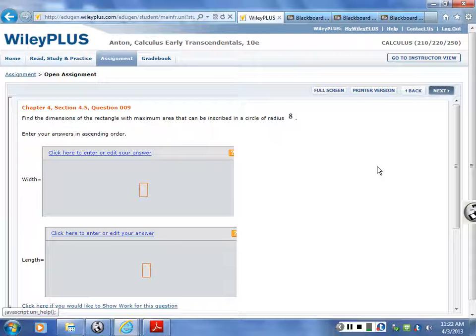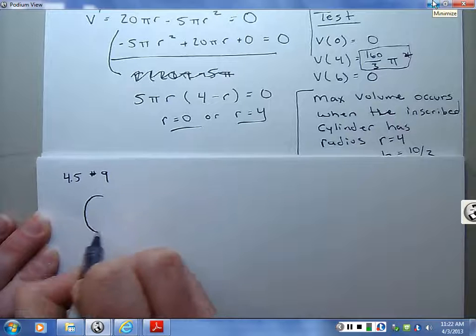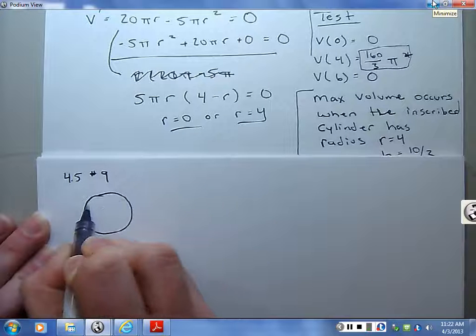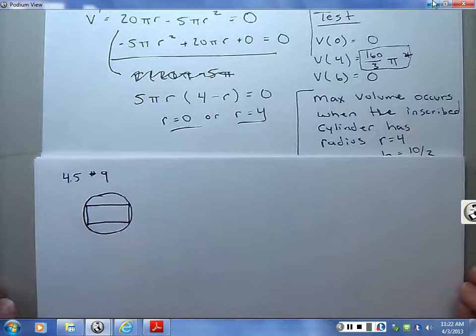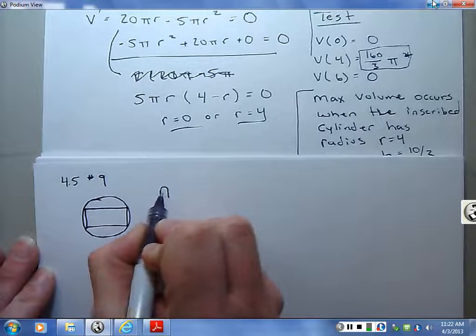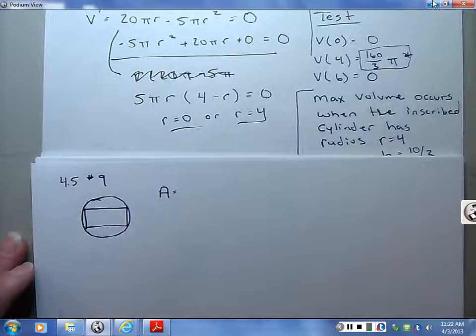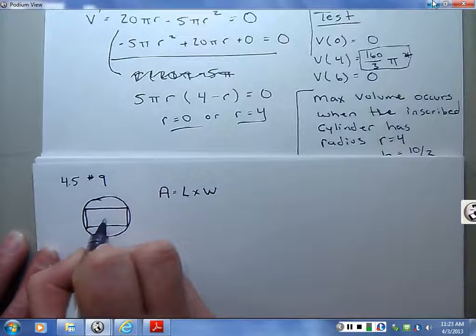So the first thing you want to draw is a picture. I have a circle, and I have an inscribed rectangle in the circle. And I want to maximize the area of my rectangle. So what's the formula for the area of a rectangle? Length times width, right? So I'm going to call this the length, and I'm going to call this the width.